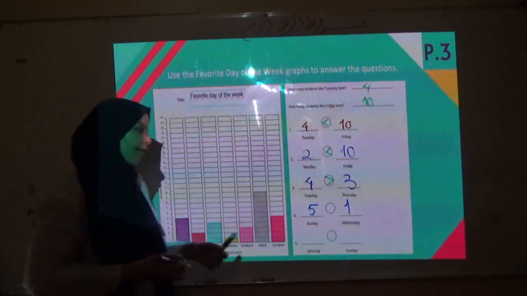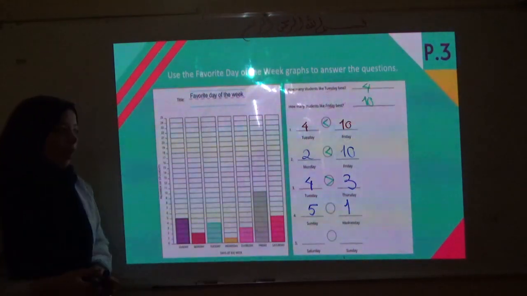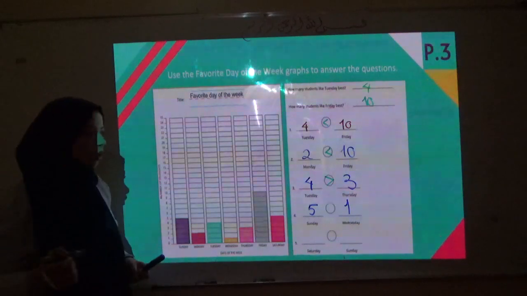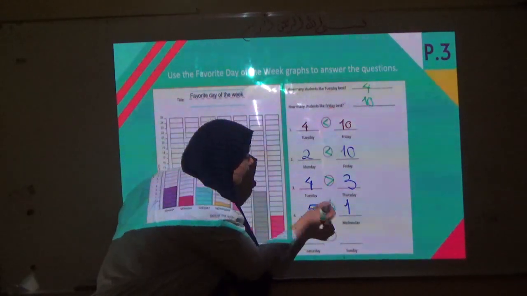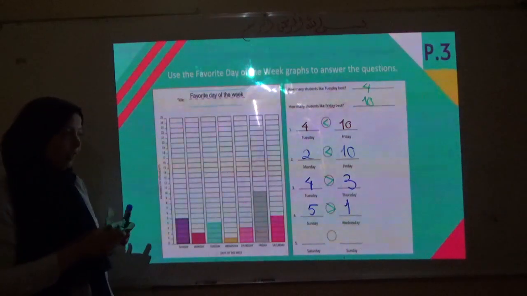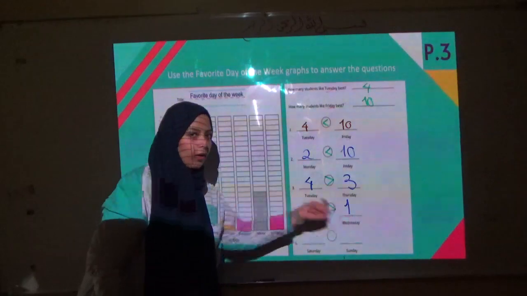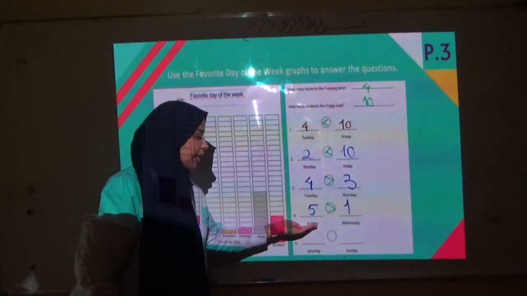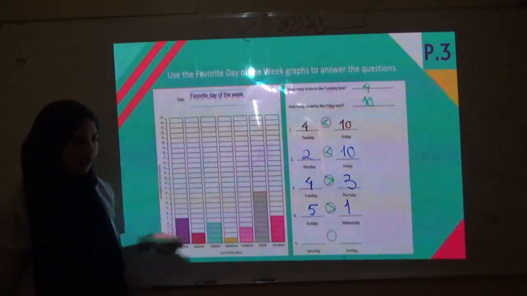Again, it's so obvious that 5 is greater than 1, so I'm going to use which relation? Yes, I will use the greater than relation. So when reading the sentence, I will say 5 is greater than 1, or the number of students who like Sunday is greater than the number of students who like Wednesday.